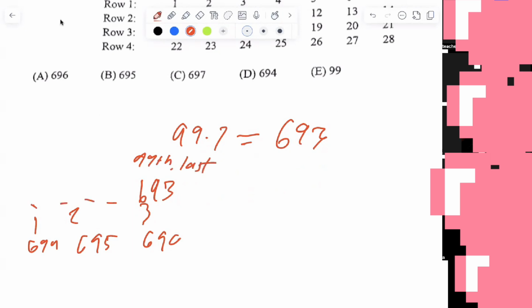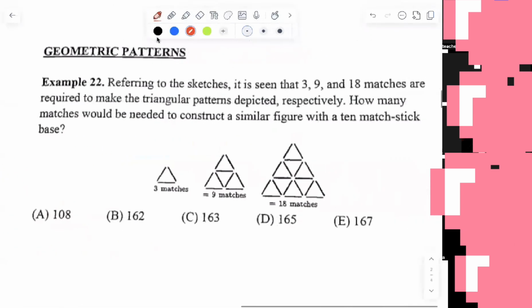Any questions? Type in chat. Seems like there are none. So let's just get started with this next question.